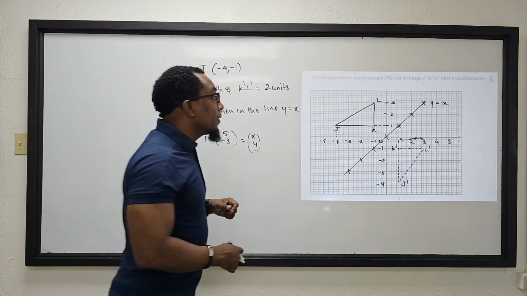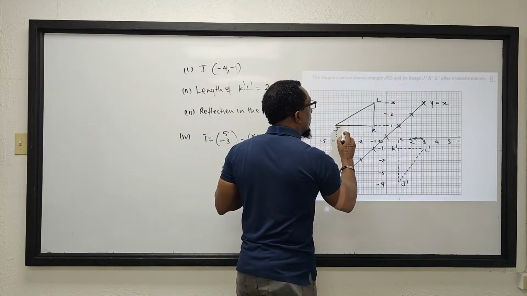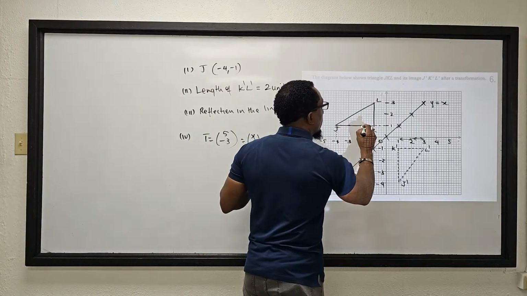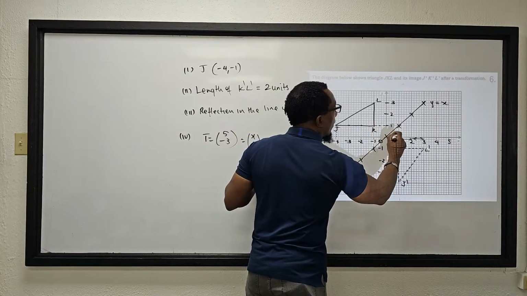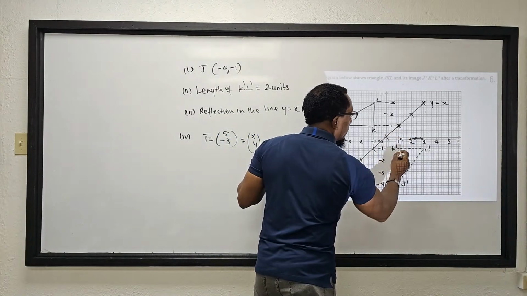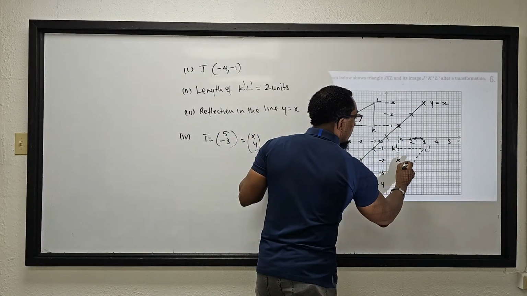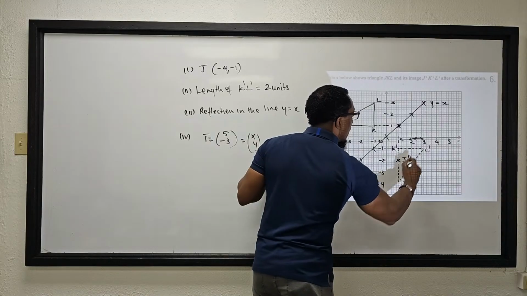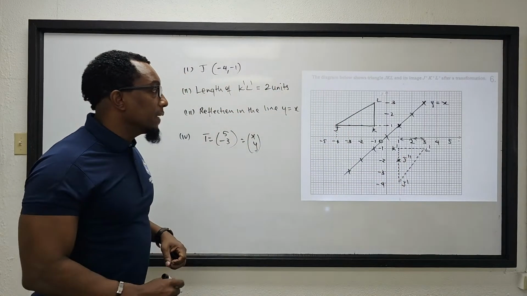Let's start with J. This is 1, 2, 3, 4, 5. So that's 5, and you move 3 downwards: 1, 2, 3. So this is J double prime. So I have J double prime there.